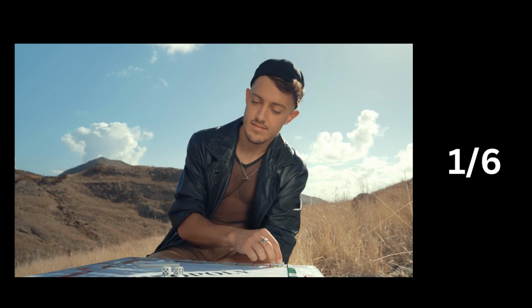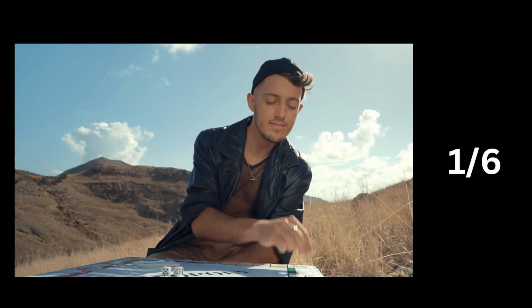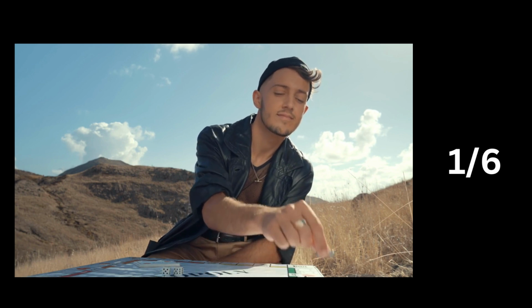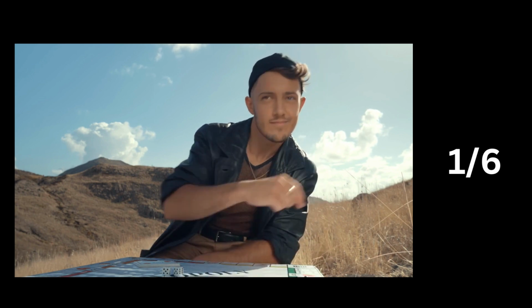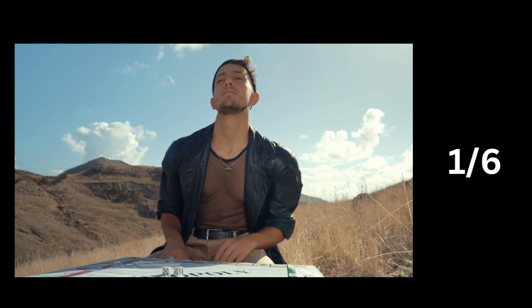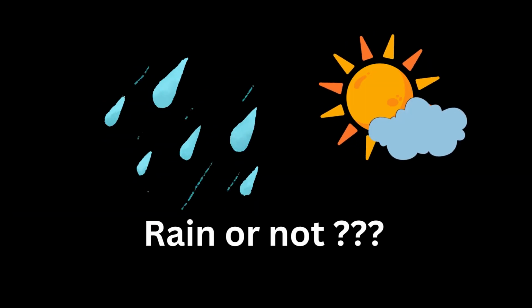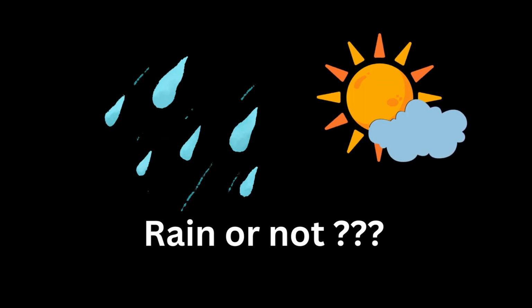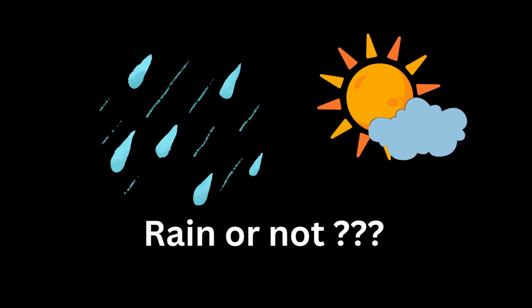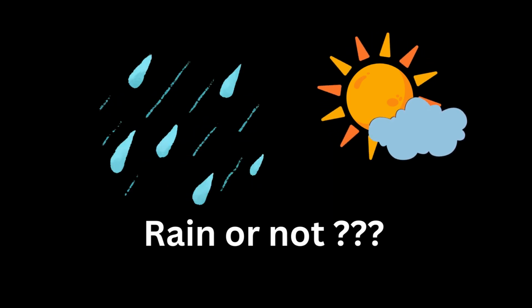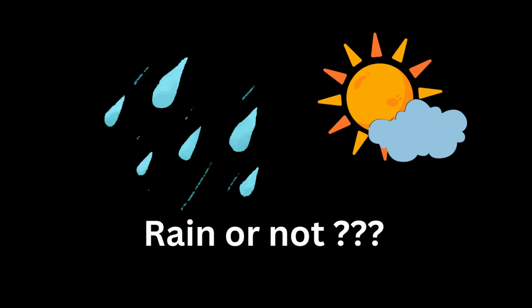Probability is like a fancy word for the chances or likelihood of something happening. When we roll a dice, there is a 1 in 6 chance of getting a specific number. It's like saying there is a 50-50 chance of rain tomorrow. Probability is all about measuring how likely things are to occur.